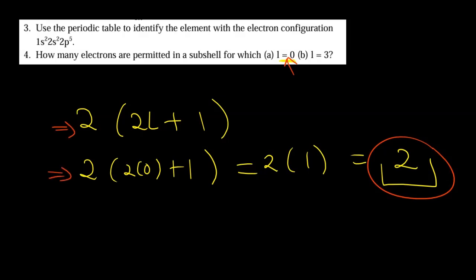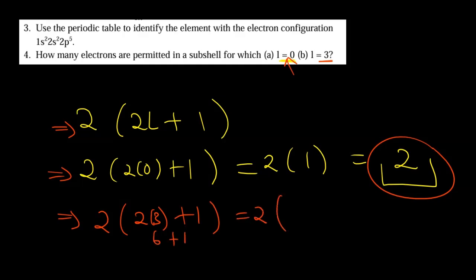What about if my L is 3? Then it means I'll have 2 multiplied by 3 and then plus 1. So this will give me 2, and then inside the brackets I have 6 plus 1, which is just 7.